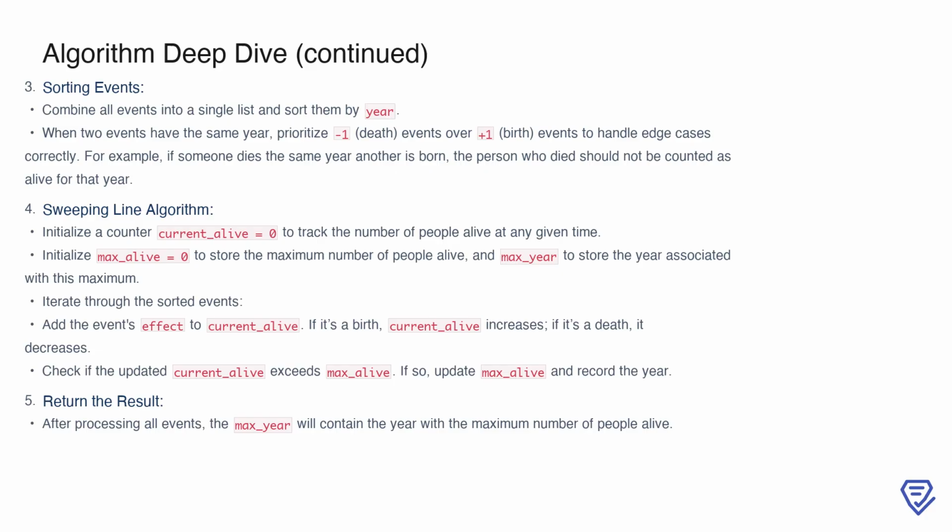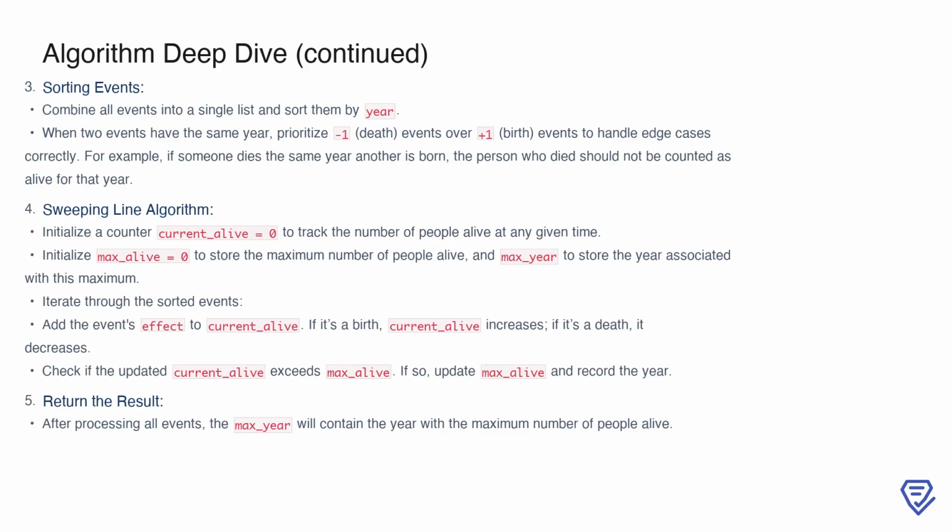After sorting, we implement the sweeping line algorithm. We initialize a counter, current_alive, to track the number of people alive at any given time, and two variables, max_alive and max_year, to record the maximum number of people alive and the corresponding year. As we iterate through the sorted events, we update the current_alive counter based on the effect of each event. If a birth event is encountered, current_alive increases.